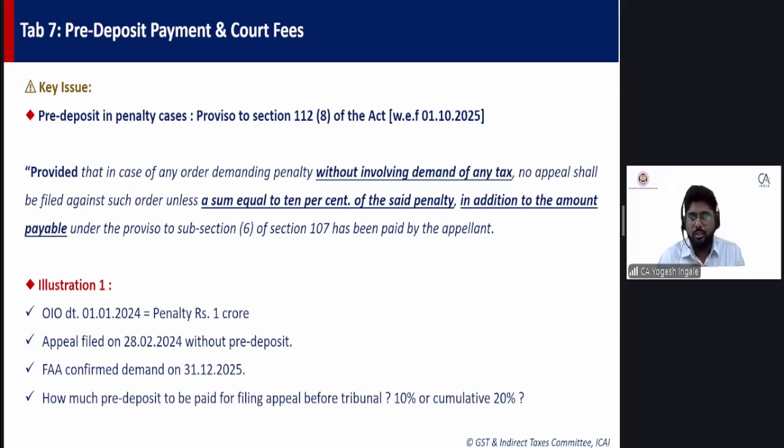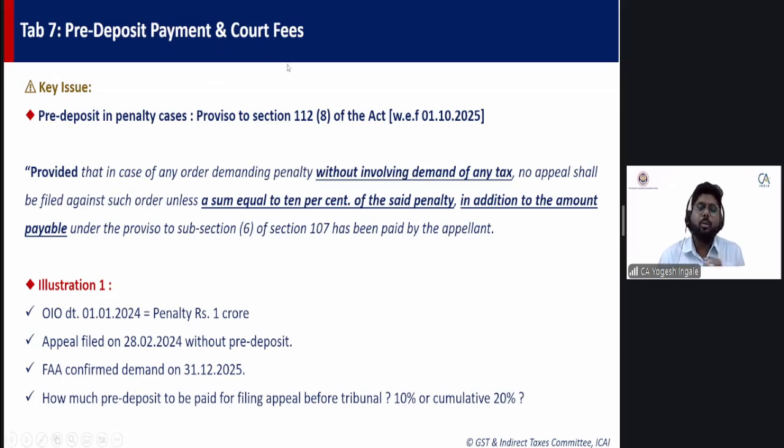Now here is one illustration. The original order is dated 1st January 2024. The penalty amounts to rupees 1 crore. Then an appeal was filed on 20th February 2024 without a pre-deposit, because this provision was not in effect at that time. Now, the first appellate authority has confirmed the order in December 2025, and now you are filing an appeal before the appellate tribunal. How much pre-deposit is to be paid for appeal filing?